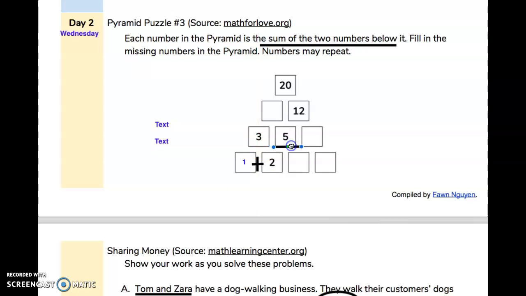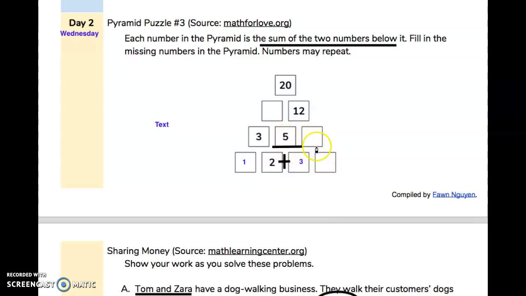I can move my plus sign each time. 2 plus what equals 5? 2 plus 3. 2 plus 3 equals 5. Do you see that, how that works?